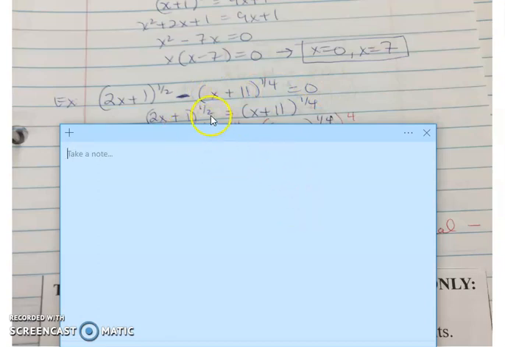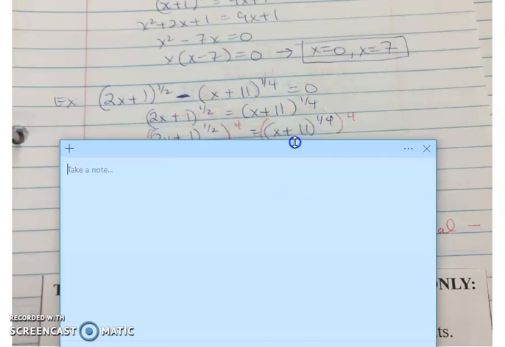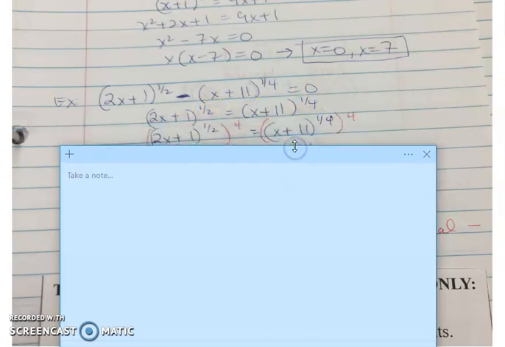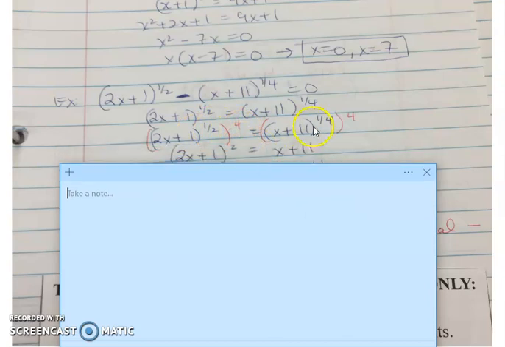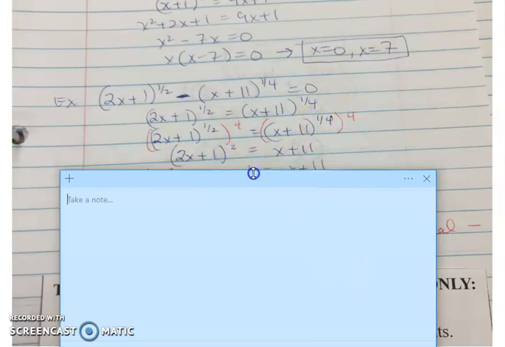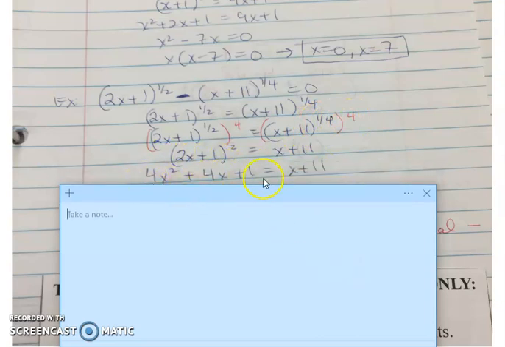Looking at just the denominators, I have a 2 and a 4. The least common multiple between the two of those is the number 4. So I'll raise each side to the 4th power. When I do that, I get (2x+1) to the 1/2, to the 4th, and (x+11) to the 1/4, all to the 4th power. And then from here, we're going to multiply these two exponents to get (2x+1) squared. And then these two right here are going to become the number 1. We'll expand the left-hand side, and it turns into 4x squared plus 4x plus 1, and then the right-hand side just becomes x plus 11.